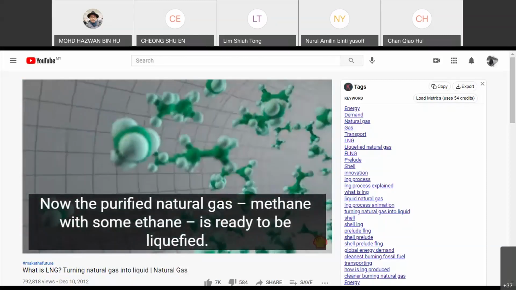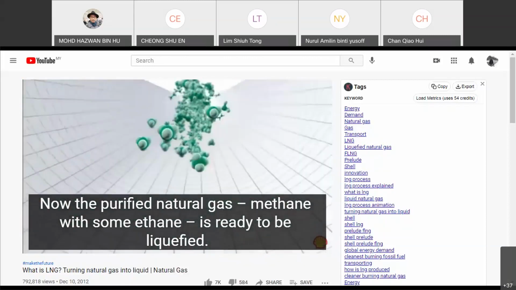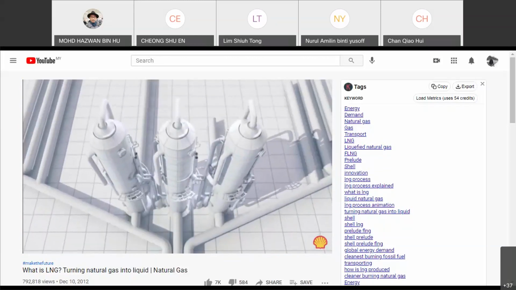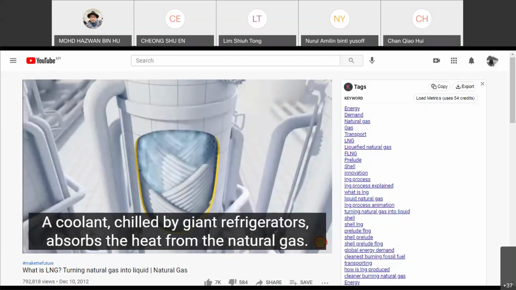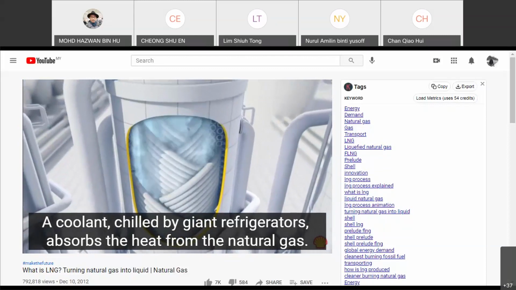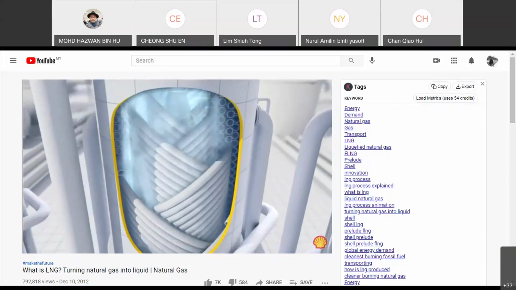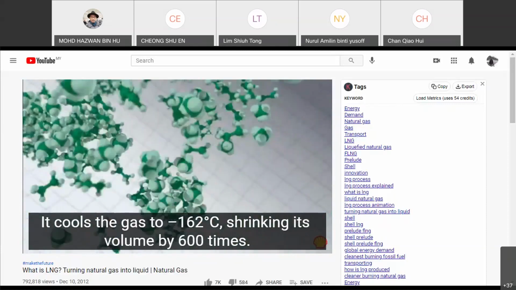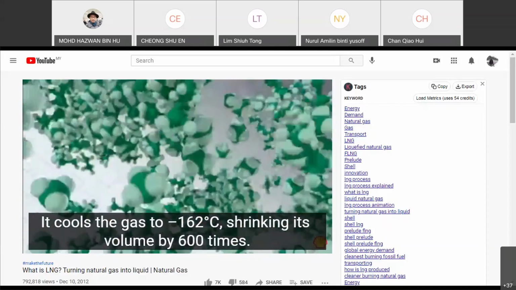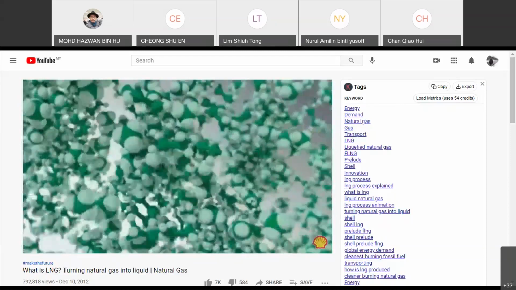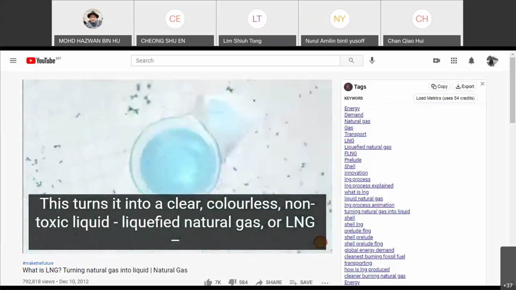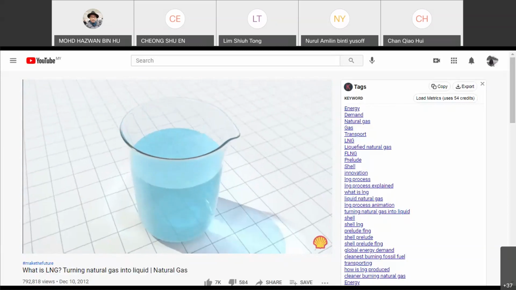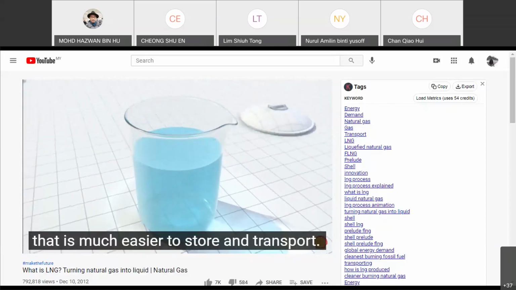Now the purified natural gas, methane, some ethane, is ready to be liquefied. This happens in heat exchangers. The coolant, chilled by giant refrigerators, absorbs the heat from the natural gas. It cools the gas to minus 162 degrees centigrade, shrinking its volume by 600 times. This turns it into a clear, colorless, non-toxic liquid, liquefied natural gas, or LNG, that is much easier to store and transport.